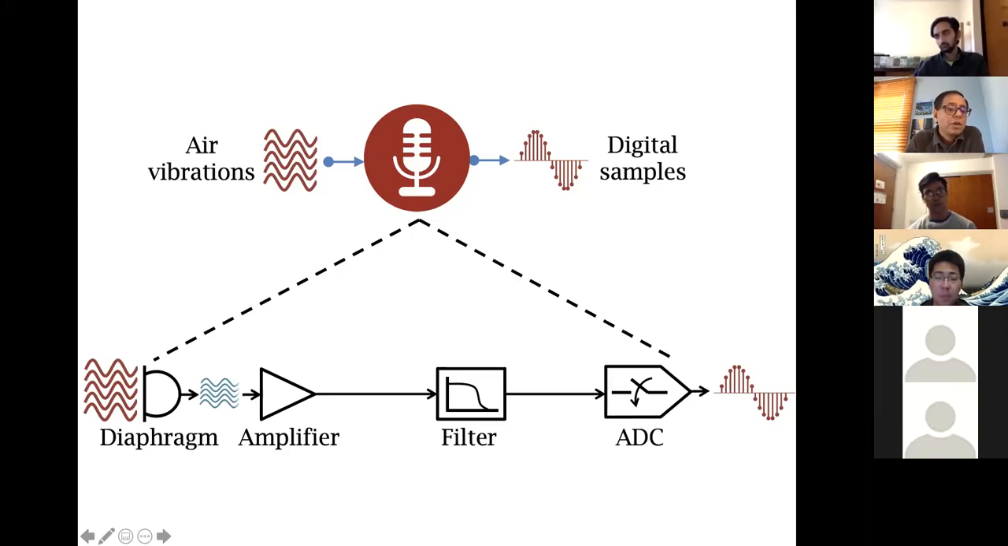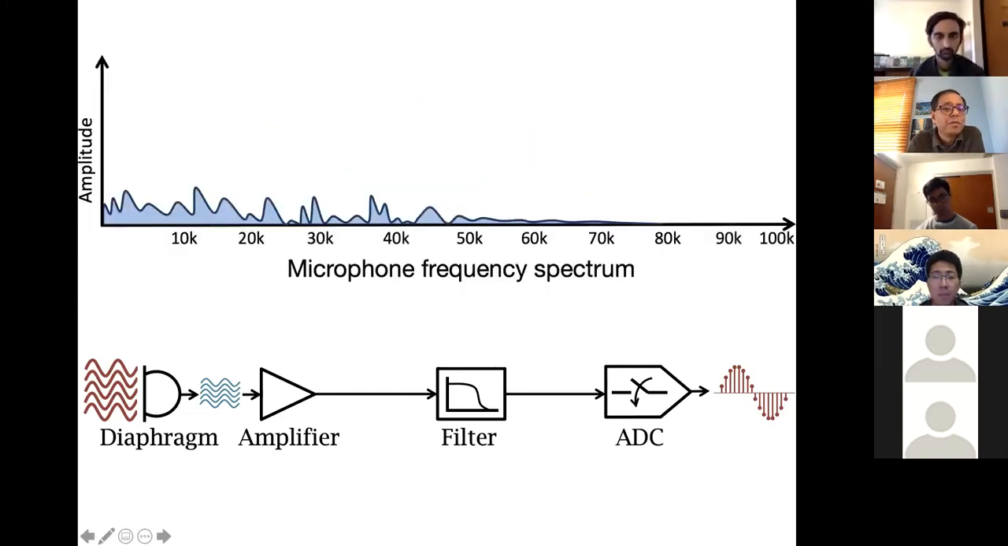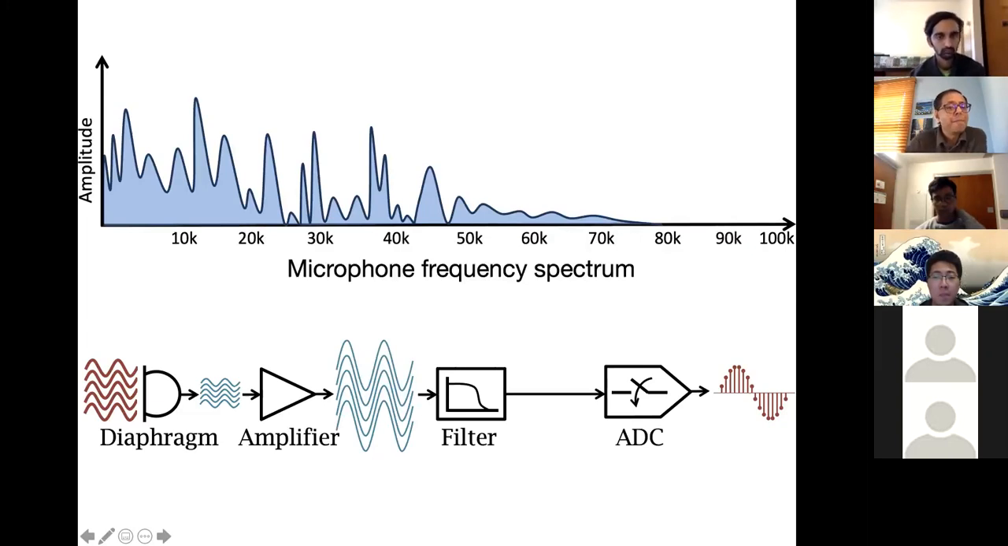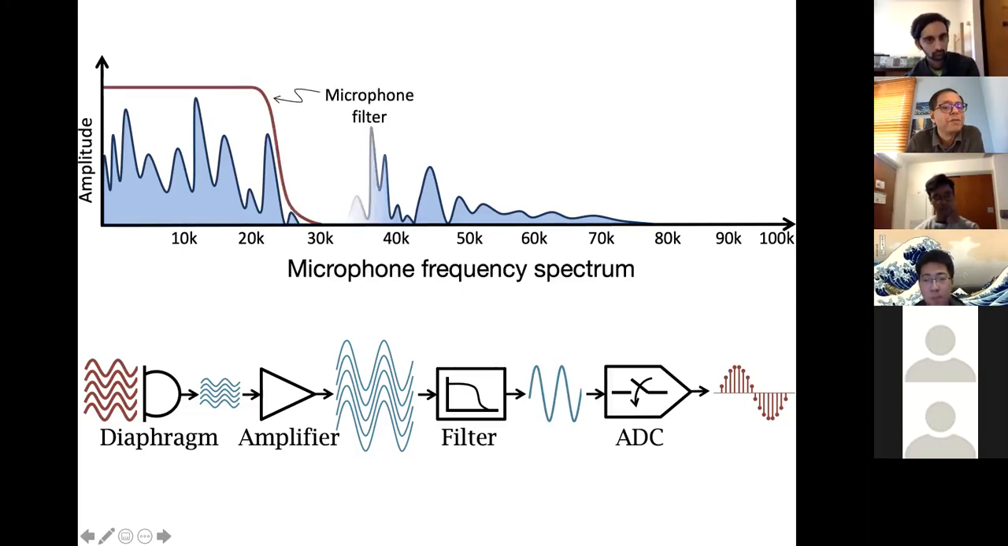Okay. So your diaphragm gets hit by the air vibrations, which are in the extreme left over here. Your diaphragm generates a feeble voltage. Your amplifier amplifies that voltage. Your filter cuts off everything above 24 kilohertz. And then your ADC samples that signal and gives you digital outputs. Clear?